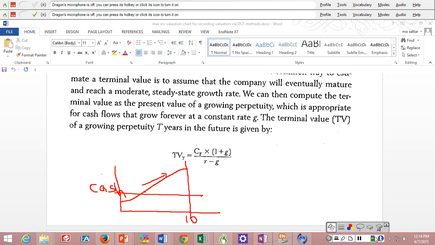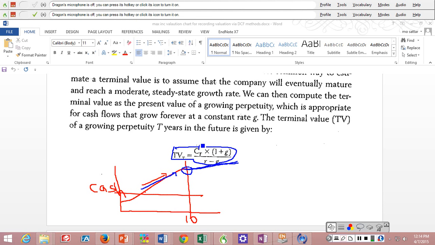So instead of growing, let me just change the color of the pen. Instead of growing at this pace, which is pretty steep, after a while, it's going to start to slow down and will grow, but at a much more steady state. So if you want to know what the terminal value would be at this point, which is the 10th year, where this thing is going to grow at some steady state, we use this formula. This is the formula that we use, which is in the book.